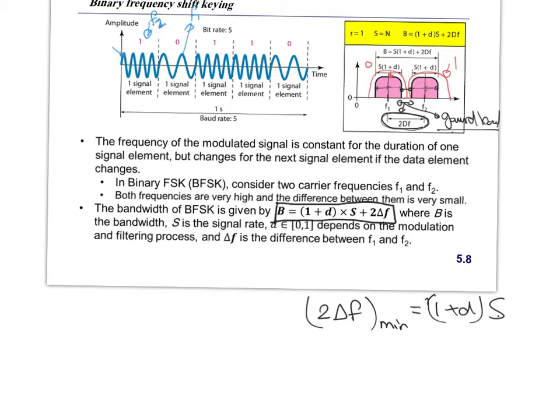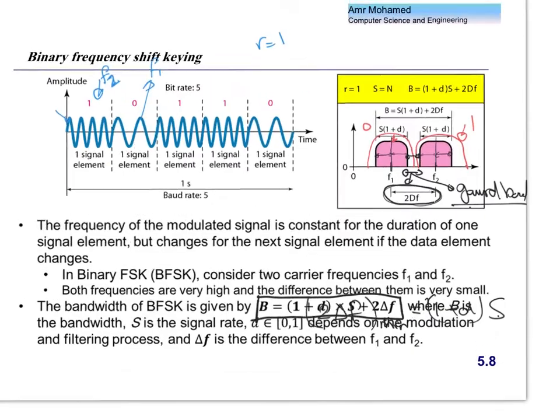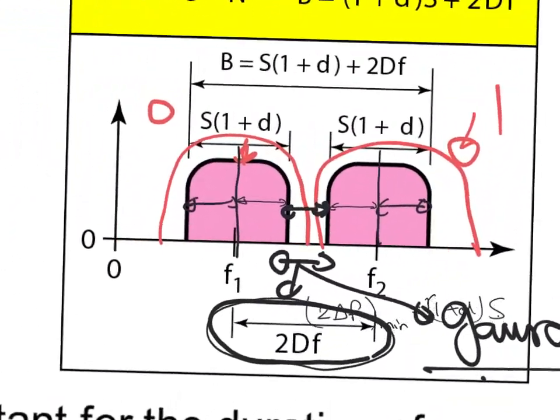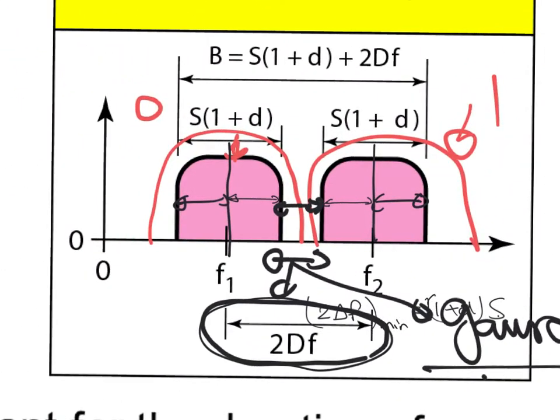Not clear? Let's dig in again. So here, this part, what is the duration of this part? Half times 1 plus D times S, right? Because this full duration is 1 plus D times S. So this is half, and this is also half, if we assume that this guard band is 0.